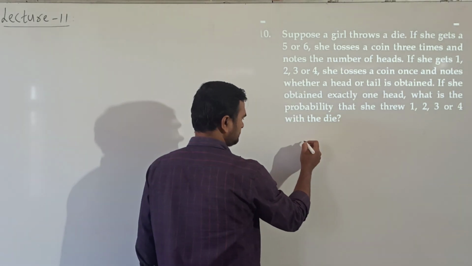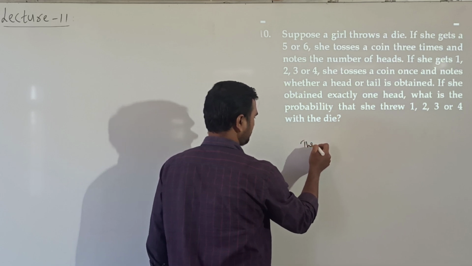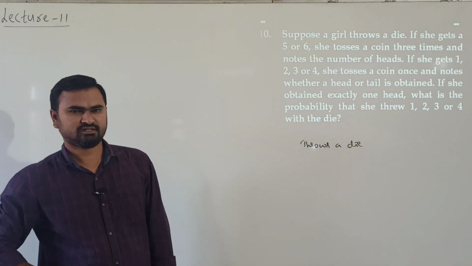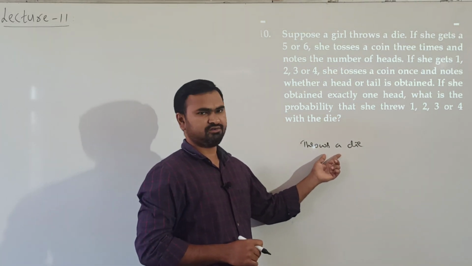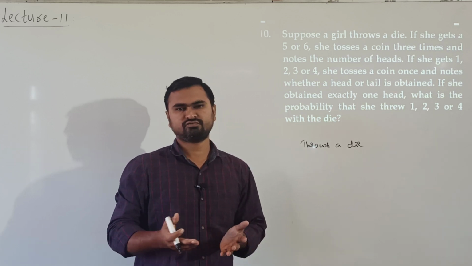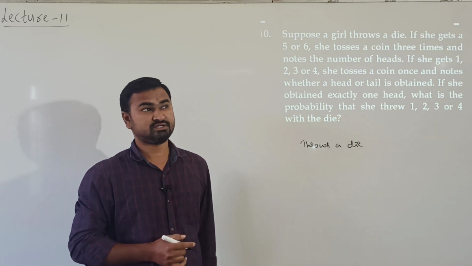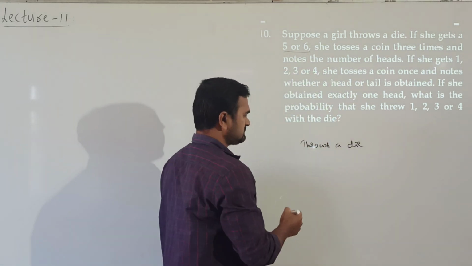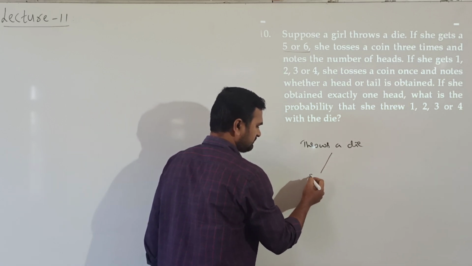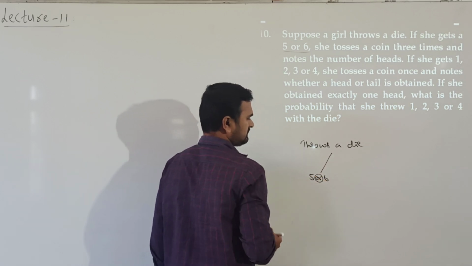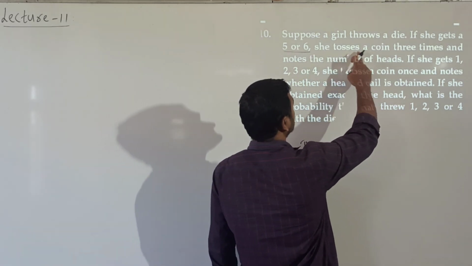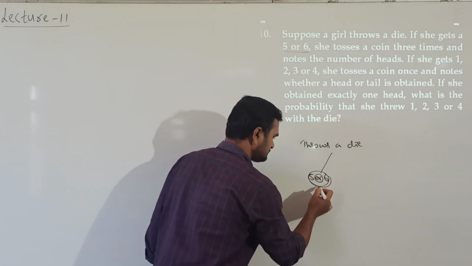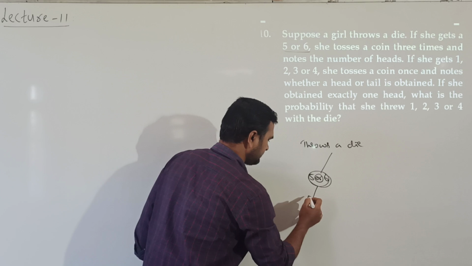So let us simplify it first. Girl throws a die. This is the first experiment. Now when a girl is throwing a die, it can result in either 1, 2, 3, 4, 5, 6. So these are all the possible outcomes. If she gets 5 or 6, there are two cases here we have to take. If she gets 5 or 6, she tosses a coin 3 times.